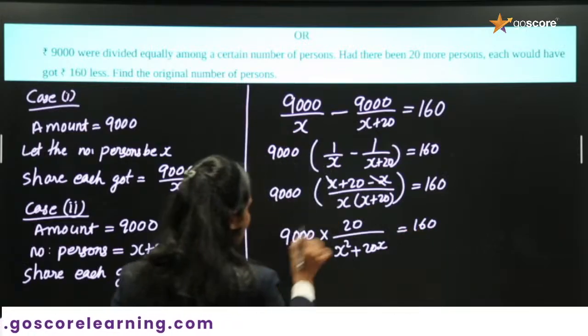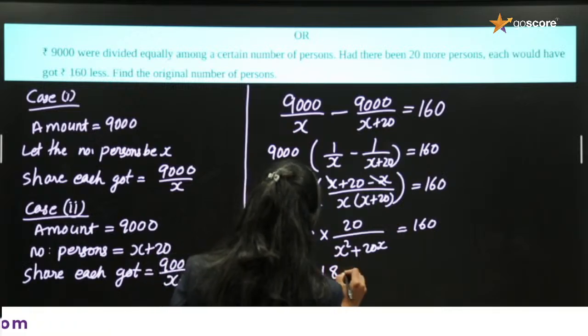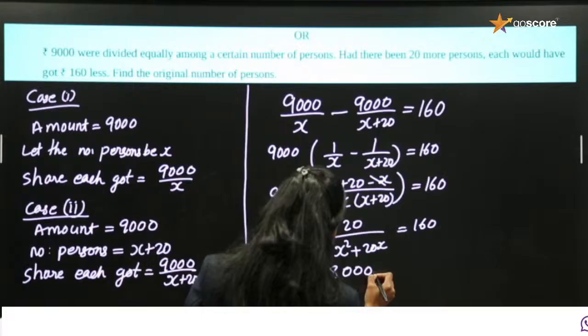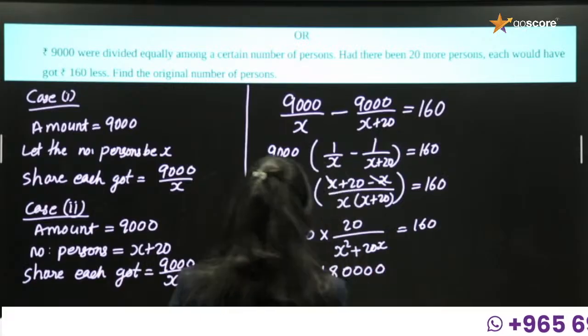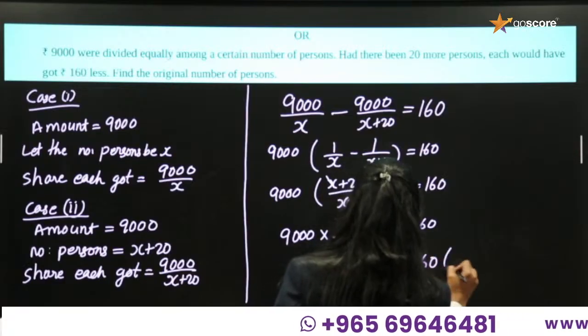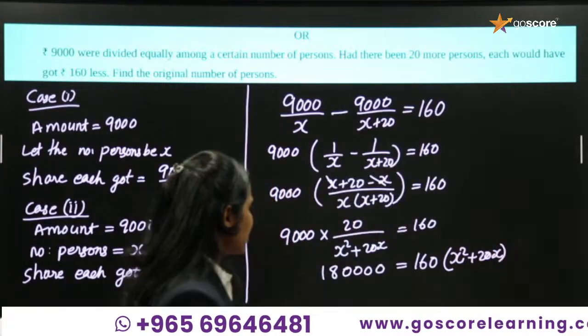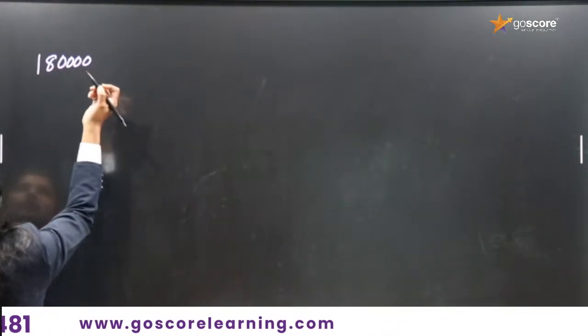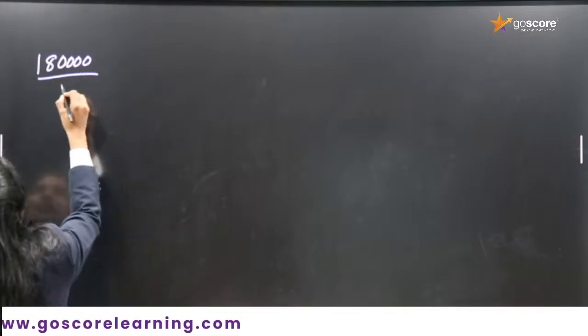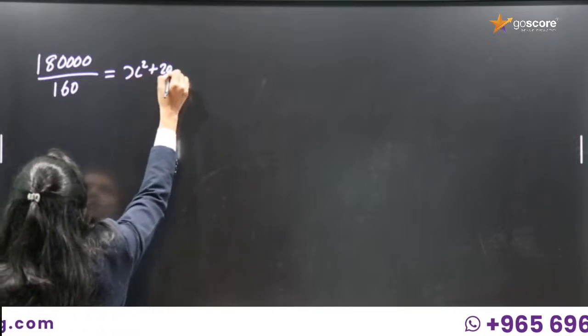Or you can write 9,000 into 20 is 18... no, 1,80,000, right? Okay. 1,80,000 is equal to 160 into x square plus 20x. All this simplification is up to you guys. You can do it whatever you want. So now 1,80,000 divided by 160 is equal to x square plus 20x.